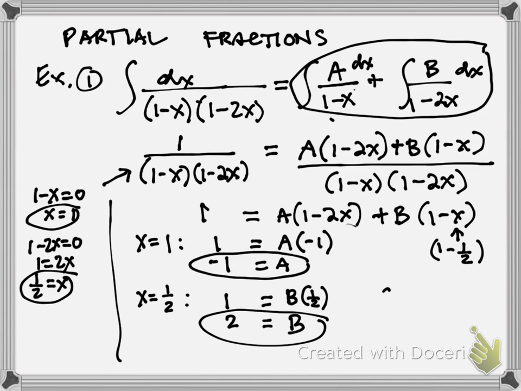Let me see. So that's going to be negative 1 over 1 minus x. And then the b is 2, so that's a 2 over 1 minus 2x. Right? And you still have the dx. Okay, so I'm going to go to the next page now so we can do the integration.